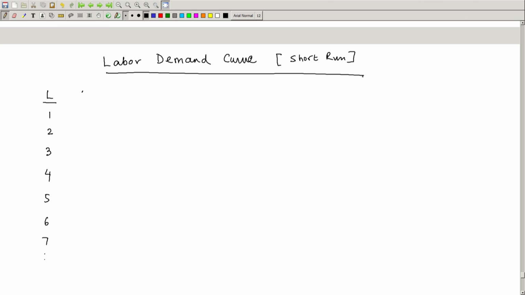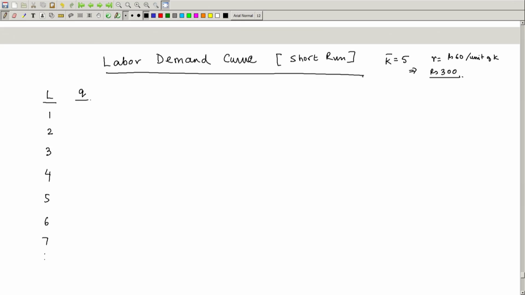Suppose I have some amount of capital which is fixed. So, K bar is fixed at 5 units, and let us say the rental rate of capital is rupees 60 per unit of capital, which means the cost of capital, or the fixed cost, is rupees 300. So, irrespective of whether I produce 1 unit or 3 units or 4 units or 7 units, the firm is going to incur 300 rupees as the fixed cost.